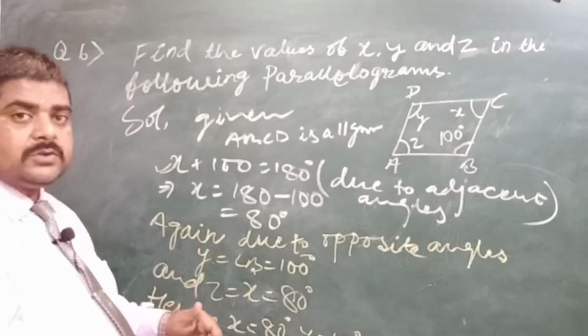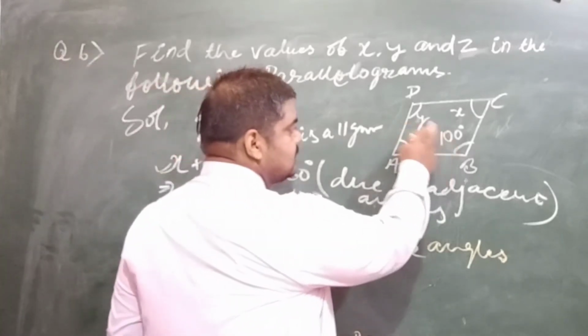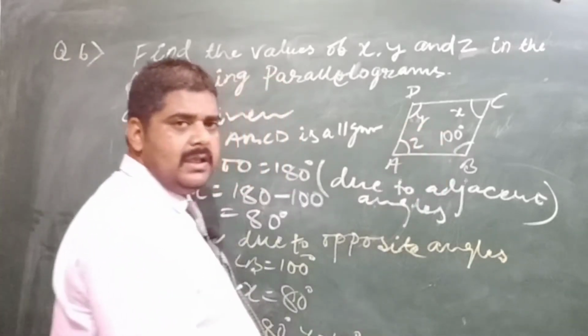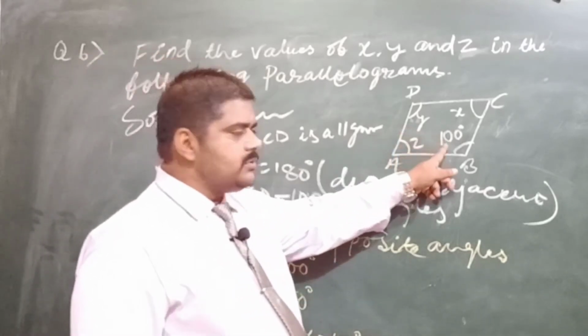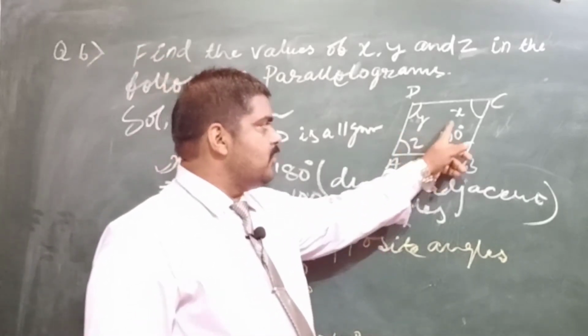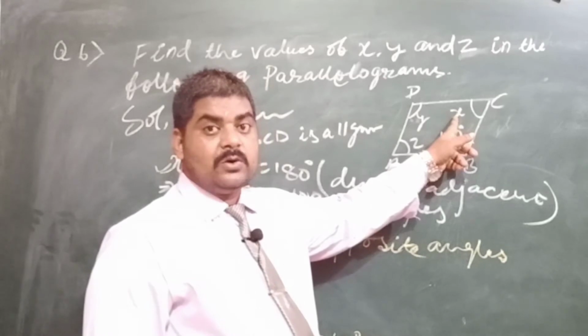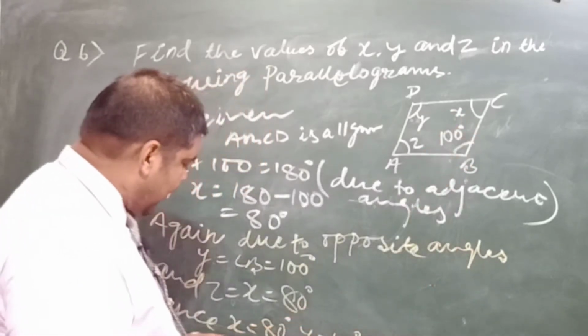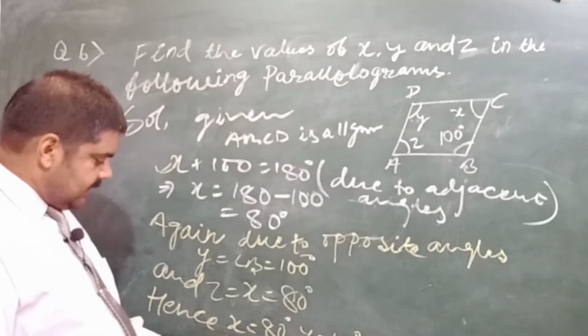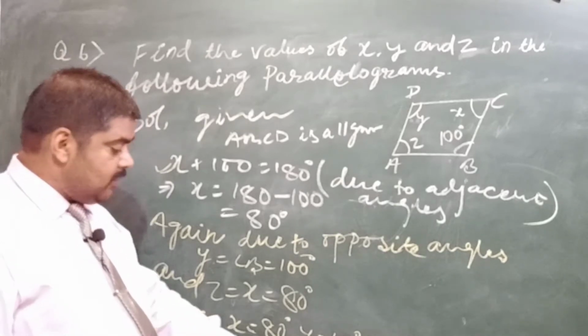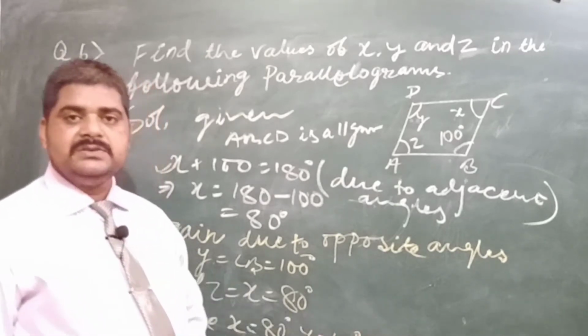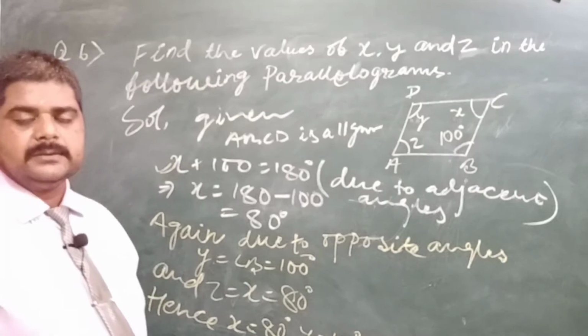And you also know that opposite angles of a parallelogram are equal, and this is why y is equal to 100 and z is equal to x, and the value of x is already 80 degrees. So the final calculation is x is equal to 80 degrees, y is 100 degrees, and z is equal to 80 degrees.